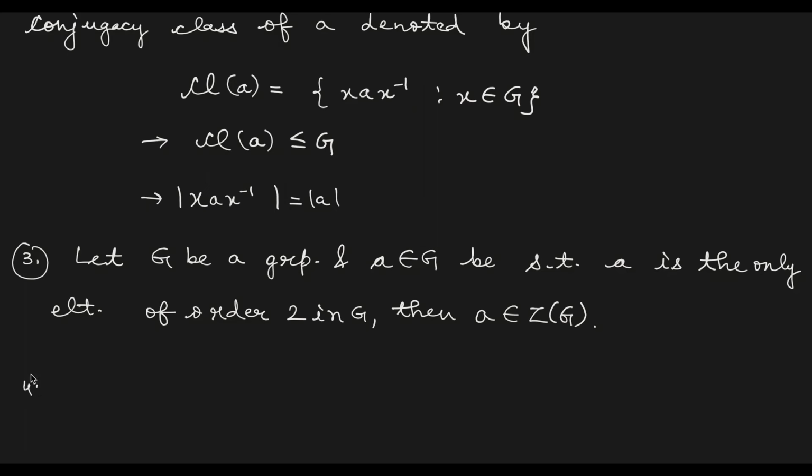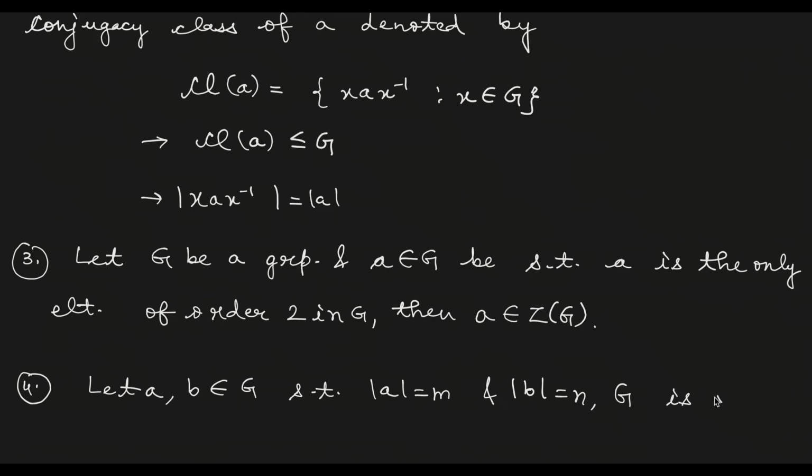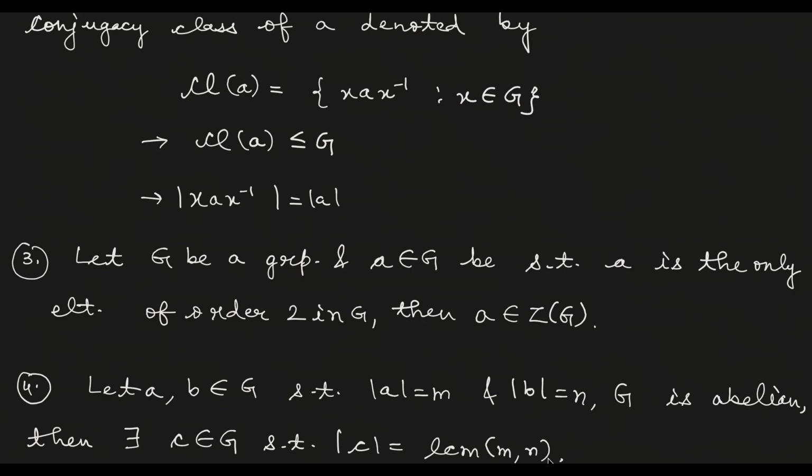Next, let A, B belong to G such that order of A is equal to M and order of B is equal to N, and G is abelian. Then there exists C belonging to group G such that order of C is equal to LCM of M, N. That is, there exists an element in group G such that the order of that element will be LCM of M and N.